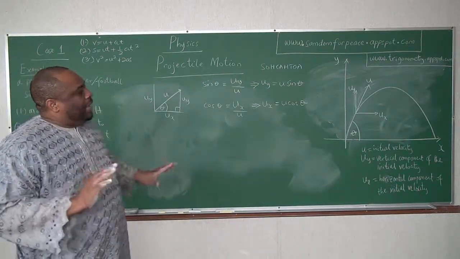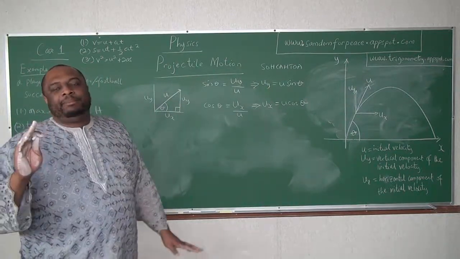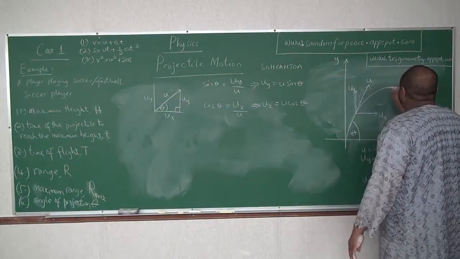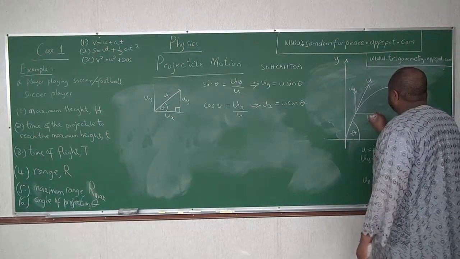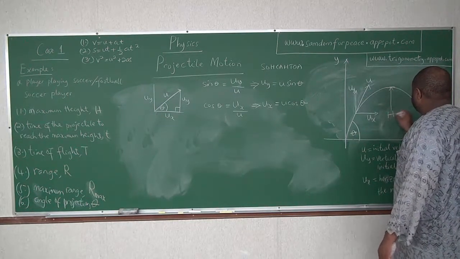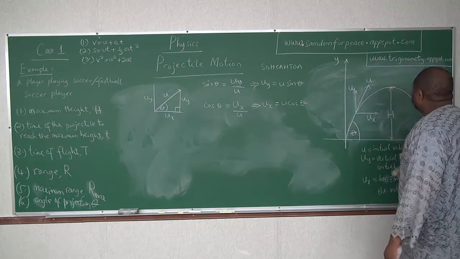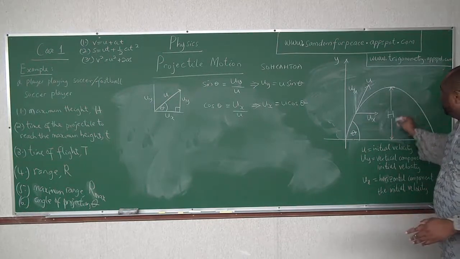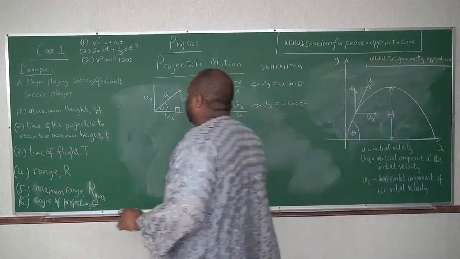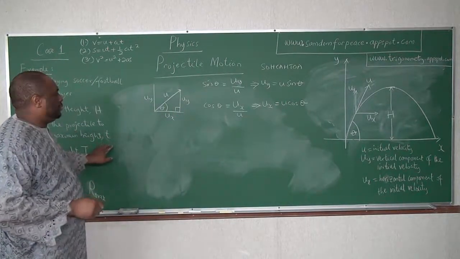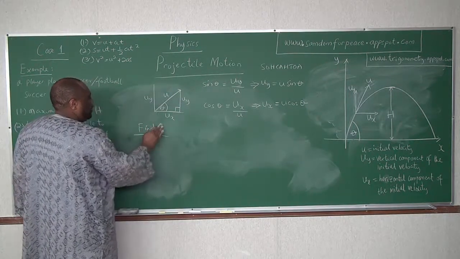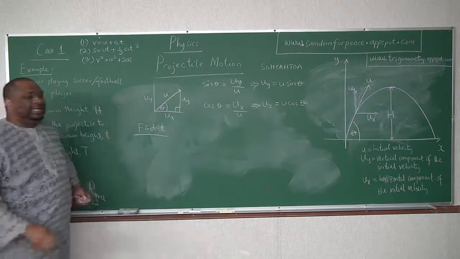Alright. Now, let's look at time to get the maximum height. So remember, this here is the maximum height. So what is the time to get to this height? Okay. So that's our first thing. Let's find small t, lowercase t, the time to get to the maximum height.